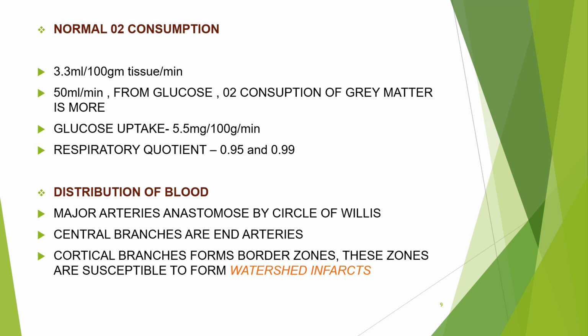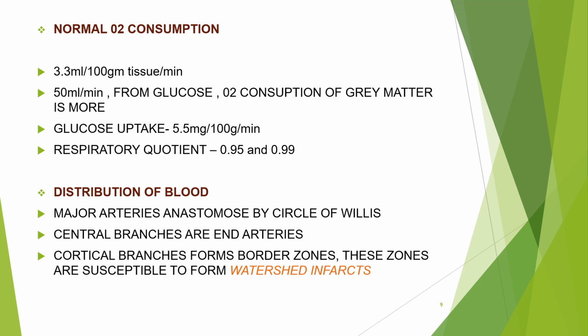Mainly the energy comes from the glucose molecule. And the glucose uptake is 5.5 milligrams per 100 grams of brain tissue per minute. So what is the glucose uptake? It takes 5.5 milligrams of glucose per 100 grams of brain tissue per minute. And the respiratory quotient here is between 0.95 and 0.99.